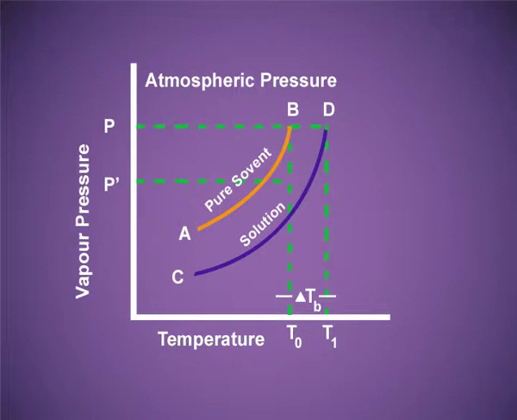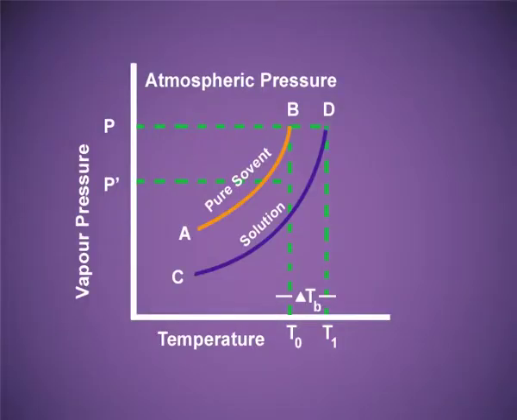Now, from the graph you can see that T naught B is the boiling point of pure water, because at T naught B, the vapor pressure is equal to atmospheric pressure. Just see the point B. At this temperature, the pure solvent will boil. But in the case of the curve CD, that is the curve for the solution, at the temperature T naught B, the vapor pressure is much less than the atmospheric pressure. So, the solution will not boil.